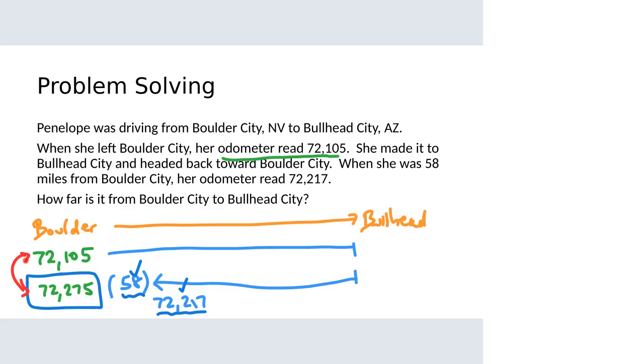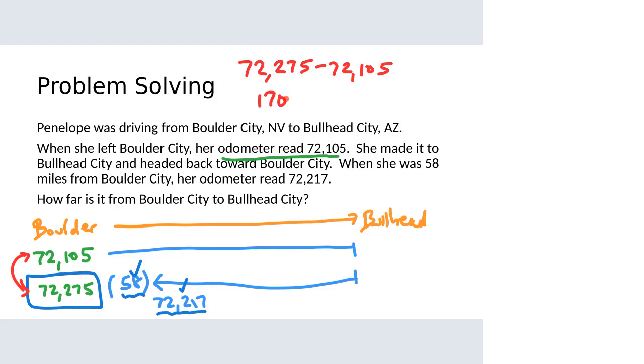Okay. So now the first thing we want to find out about these green numbers is, well, okay, how far did she drive total? So we're going to subtract 72,275 minus 72,105. And that's 170 miles. Careful, that's not the answer to our question.